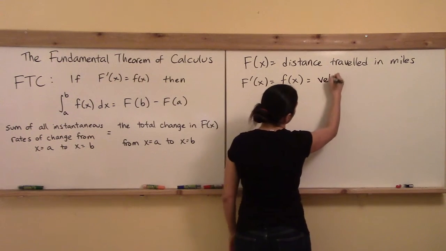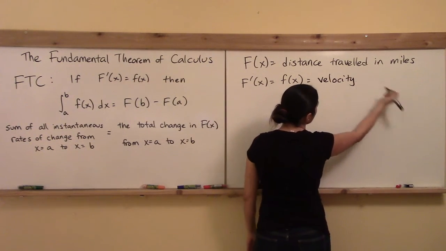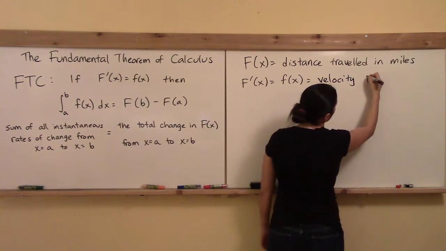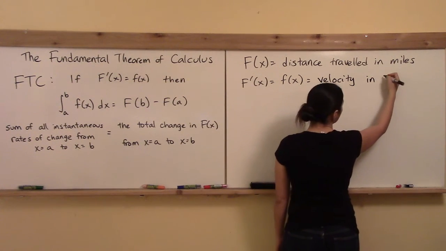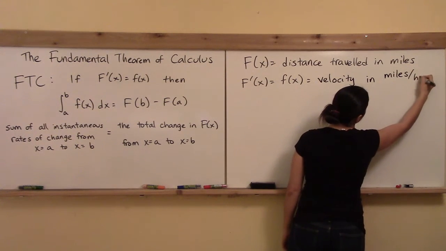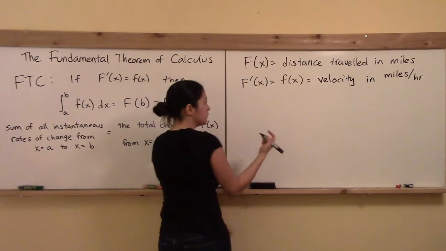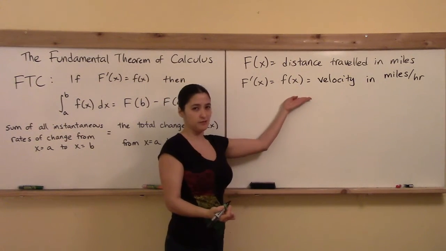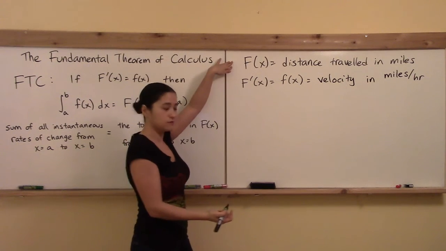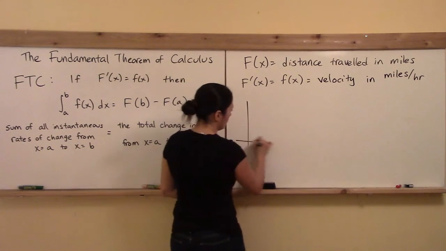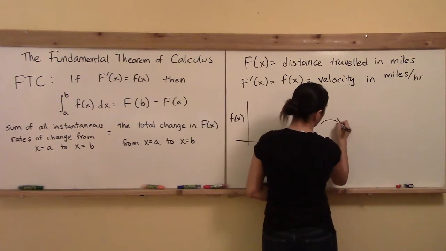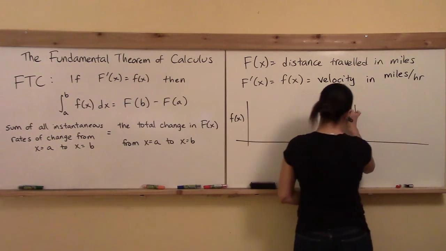Okay, so this is going to be my velocity, and you can see that if x here is in hours, and capital F is in miles, then the little f of x is going to be in miles per hour. So you can kind of think of this as the speed of a car, and you can think of this one as the distance traveled or the position of the car on the road. Alright, now let's graph the little f of x here, and then we'll turn it over to the big capital F of x here.